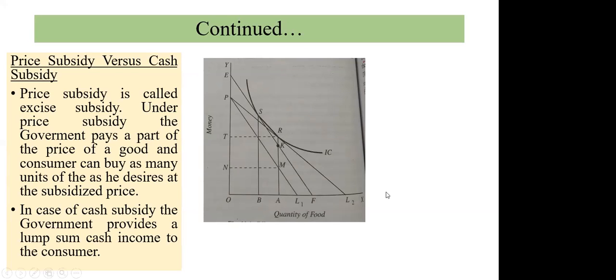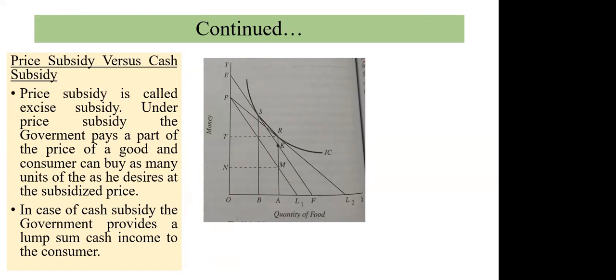So second, we will talk about price subsidy versus cash subsidy. Price subsidy is where the government subsidizes a part of the price of a good, and the consumer can buy as many units as he desires at that subsidized price. Now, in case of cash subsidy, what happens? The government doesn't subsidize the price of the commodity. Instead, they give a lump sum cash income to the consumer.